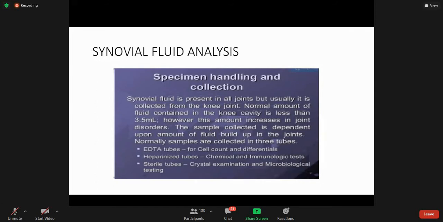Okay, that is why we have collected this sample in 3 tubes. First tube is the EDTA tube. EDTA is a chemical that prevents clotting. So that sample would be for the cell count and differentials, means it is for the microscopic analysis. Then the second tube is the heparinized tube, that is for the chemical and immunological tests. And the third is a sterile tube for the crystals examination and the microbiological testing. Okay, is it easy?